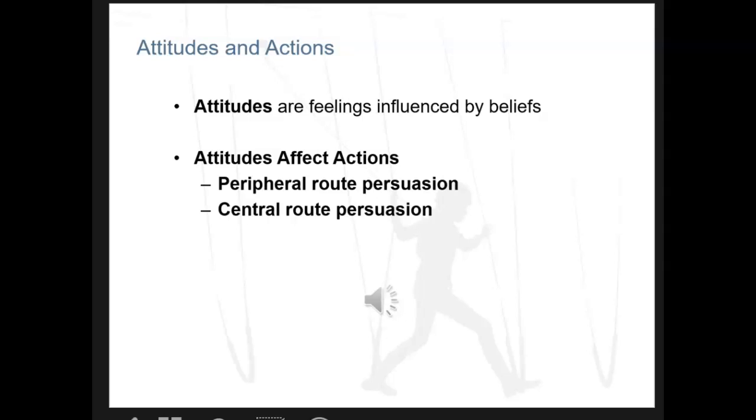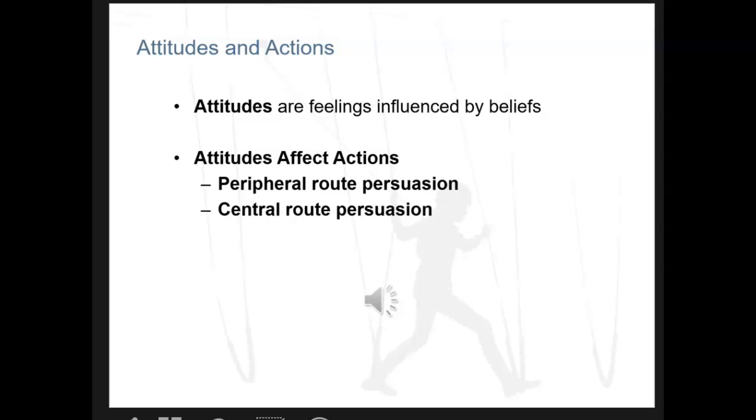How can attitudes change? We can persuade someone to change their attitudes about something. There are two different routes to try to persuade someone. The first route is peripheral route persuasion. With peripheral route persuasion, we don't actually focus on the object that we're trying to change the person's mind about. We focus on things around that object.